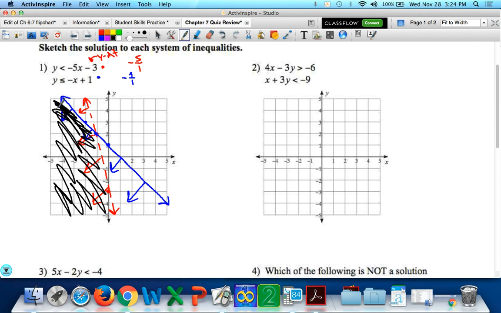Everything under the blue line right here, and then under the red line right here. So anything in there would be a solution. Anything in there would be a solution. You can very clearly see where my actual shaded portion is compared to my single shaded portions. Make sure on the quiz yours is like that. Make sure it's very clear where you want to shade.